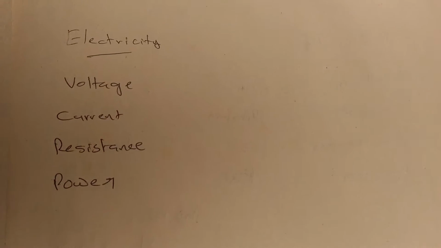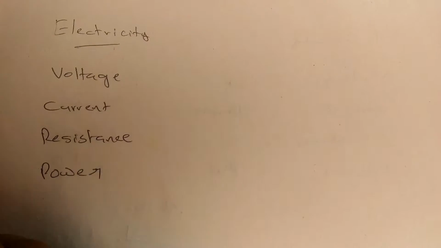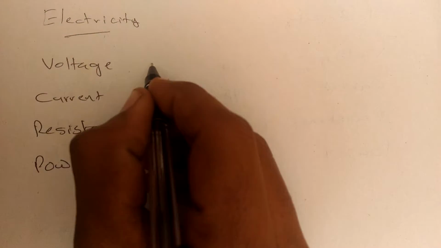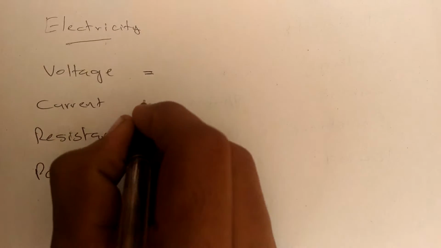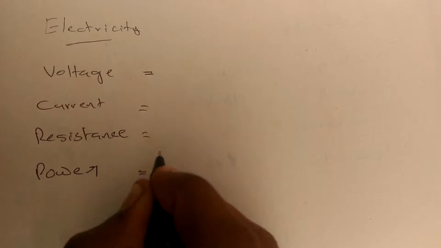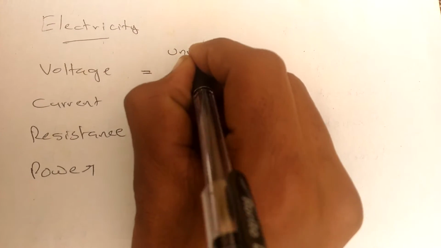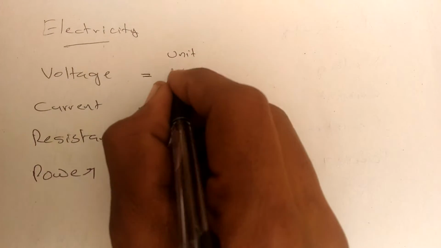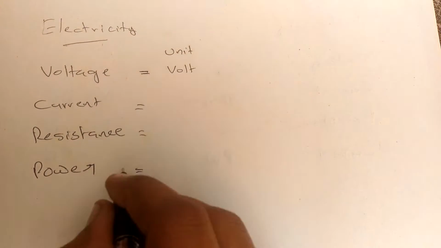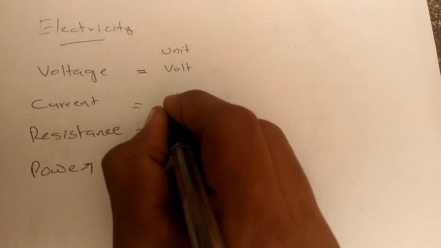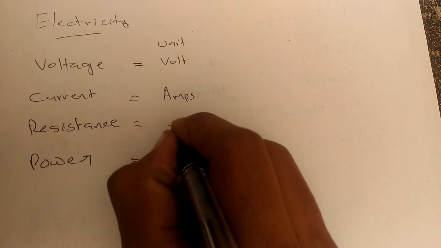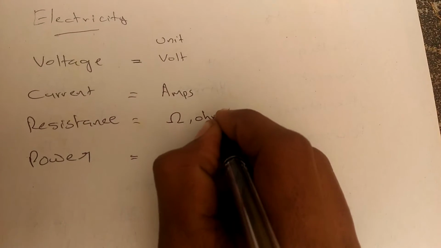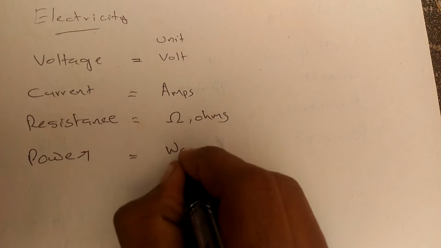Now we can see what it really means. Before that, I may please say the unit of measure of these four. The unit to measure voltage is the volt, current is measured in ampere, resistance is measured in ohms, and power is in watt.